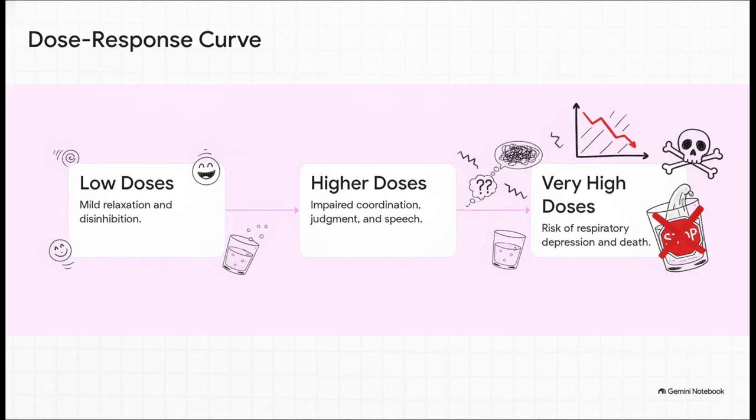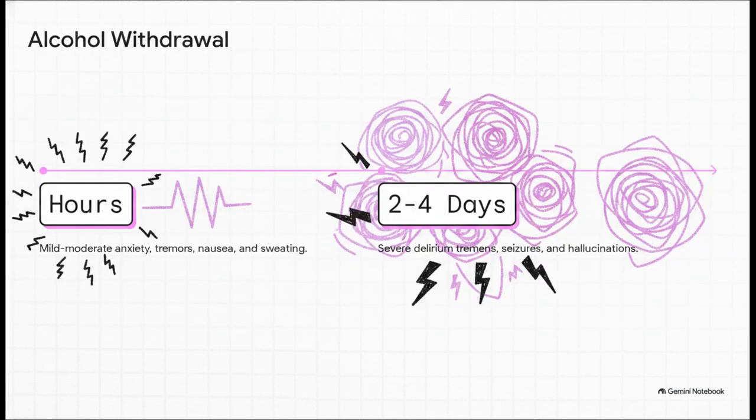But as that dose increases, it starts depressing the central nervous system even further. We're talking heavily impaired coordination, judgment, and speech. And at very high doses, it becomes a genuine medical emergency. There is a severe risk of respiratory depression, which is where the body literally forgets to breathe, and that can tragically lead to death. And the danger doesn't stop when the drinking stops.